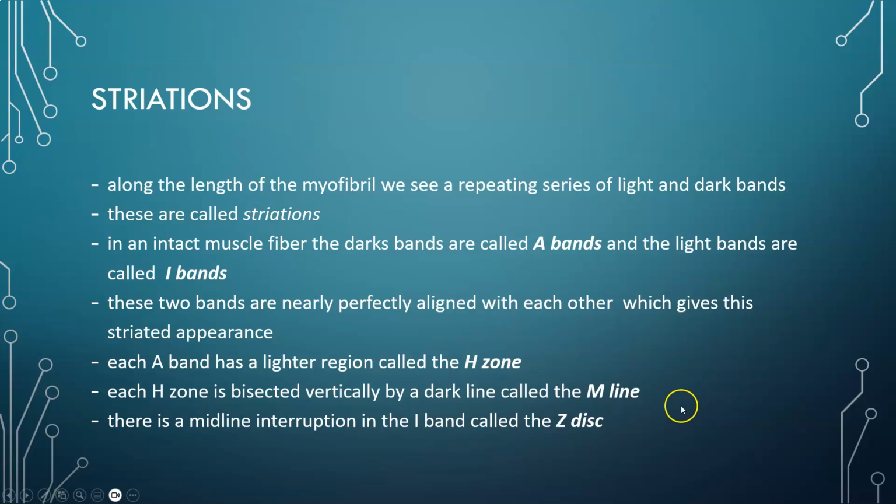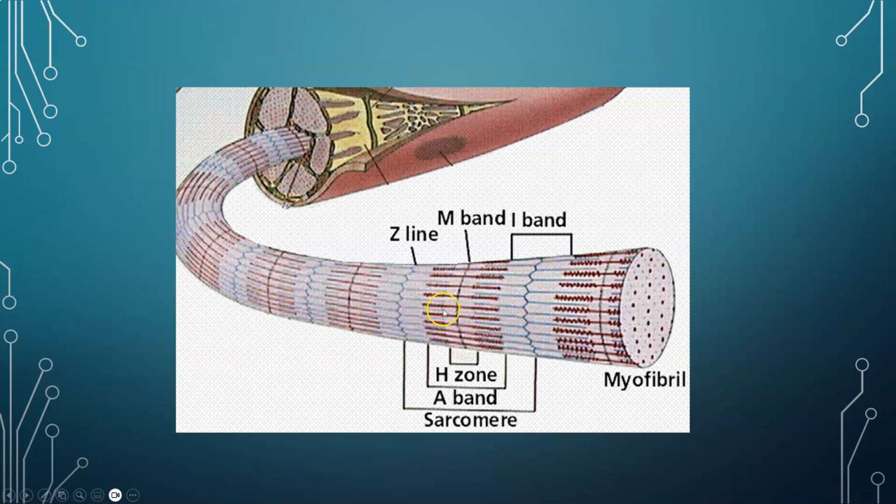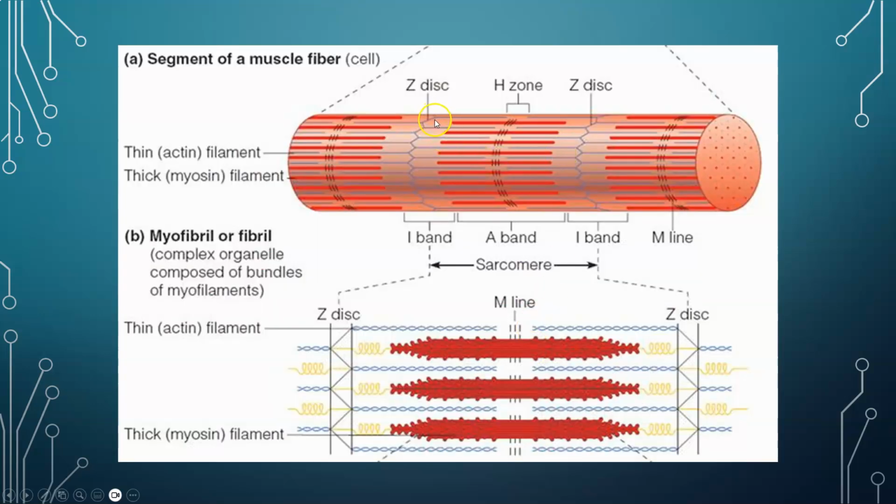In the I band, there is a midline interruption called the Z disc, and the reason it's called the Z disc or the Z line is because it zigzags, and you can see it here zigzagging. We can also see it here in this diagram. Here's our Z disc here, and it's zigzagging across. So A band is the dark. H zone is a zone within the dark A band that's a little bit lighter. And bisecting through the H zone is the M line. When we go to the I band here, we can see it is divided down the middle by this zigzag configuration called the Z disc.